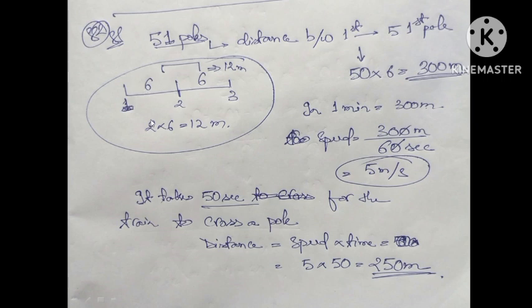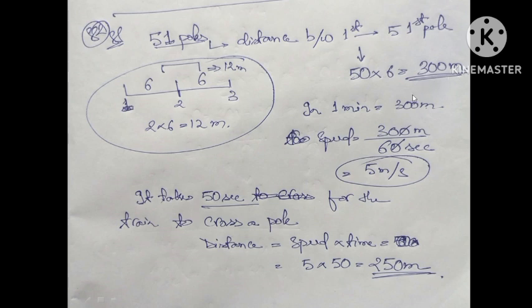Got it? So if there are only 3 poles, the distance from the first to the last will be 6, then 6. So we can take 2 into 6. I hope you got it. So same here also, if there are 51 in total, the distance from the first to the last will be 50 into 6. 6 is the distance between 2 poles. So total distance will be 300. The total distance counted will be 300.